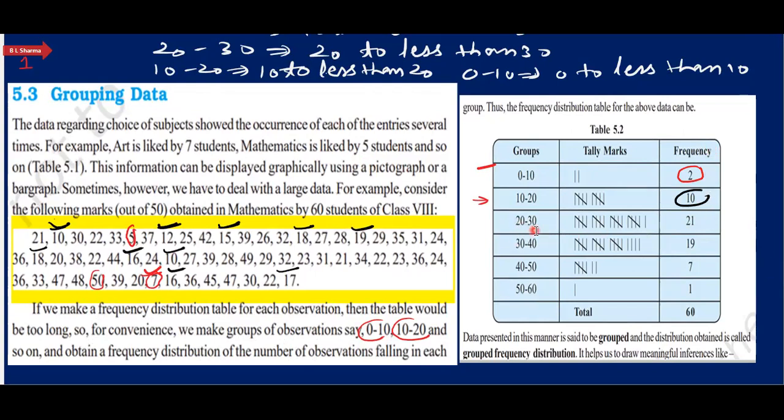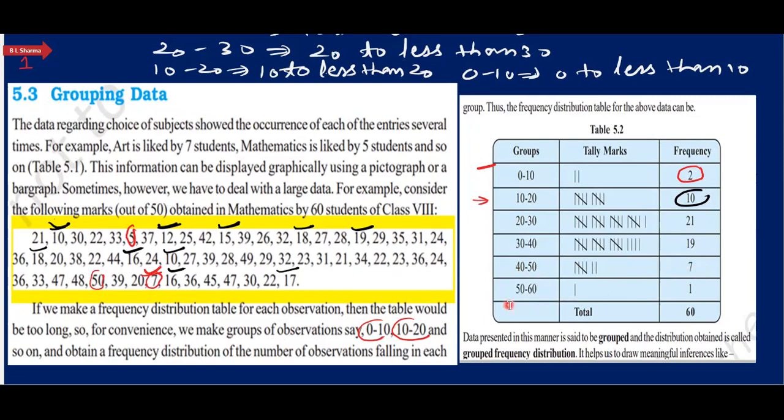Similarly, now 20 to less than 30, 20 include करेंगे, लेकिन less than 30 means we can take up to 29 marks here in this group. If you count, you will find here it is 21. 30 to less than 40, you count here, it will be 19. And 40 to less than 50 marks, you will count here, it is 7.